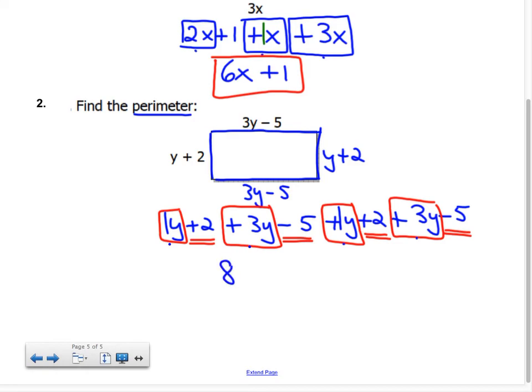So I have 8y. And our constant terms, I have a positive 2, minus 5 would be negative 3, negative 3 plus 2 would be negative 1, and negative 5 would make it a negative 6. All right, so I need to combine all the like terms.